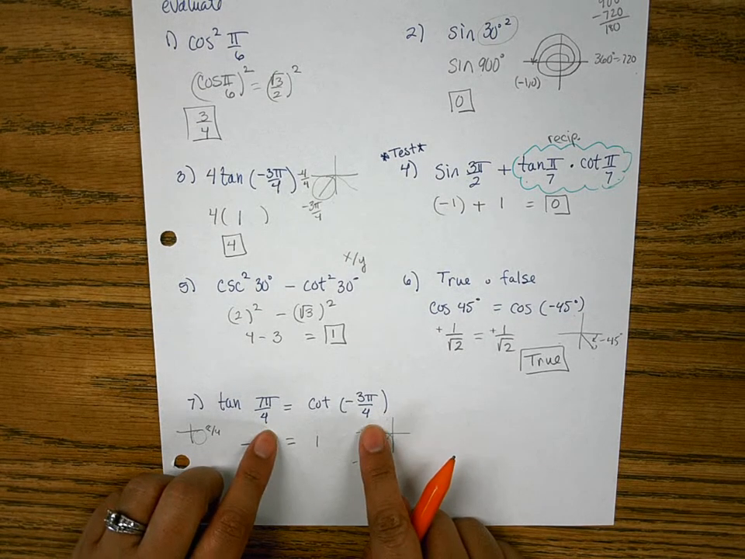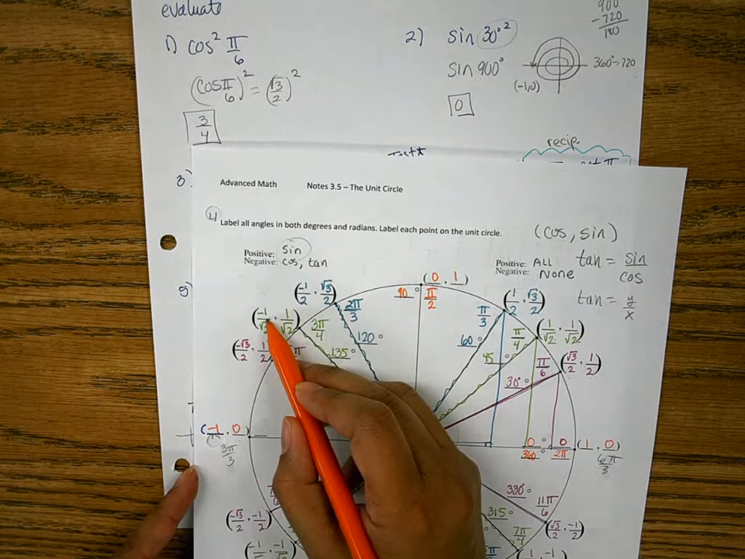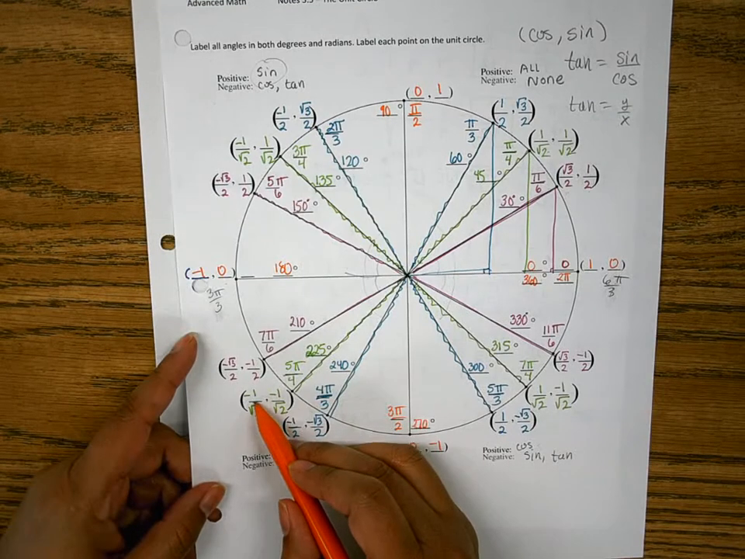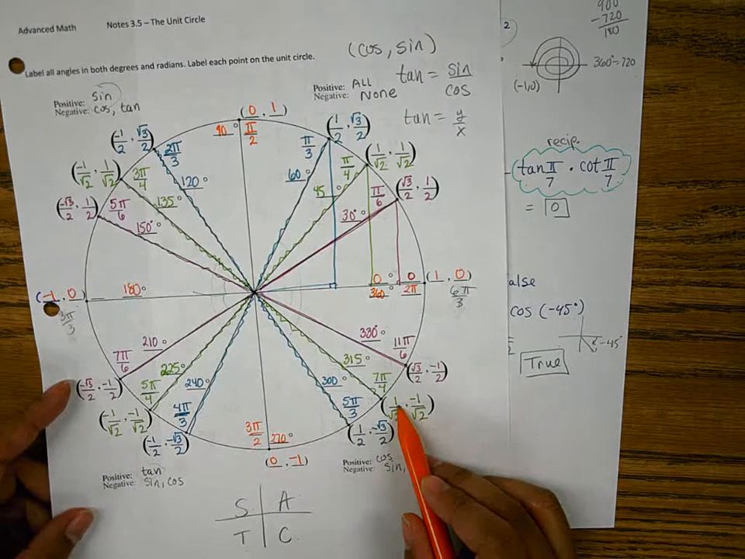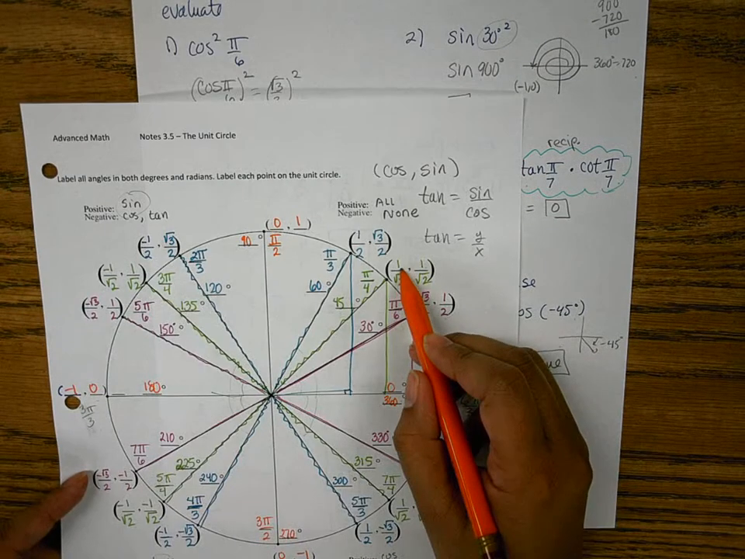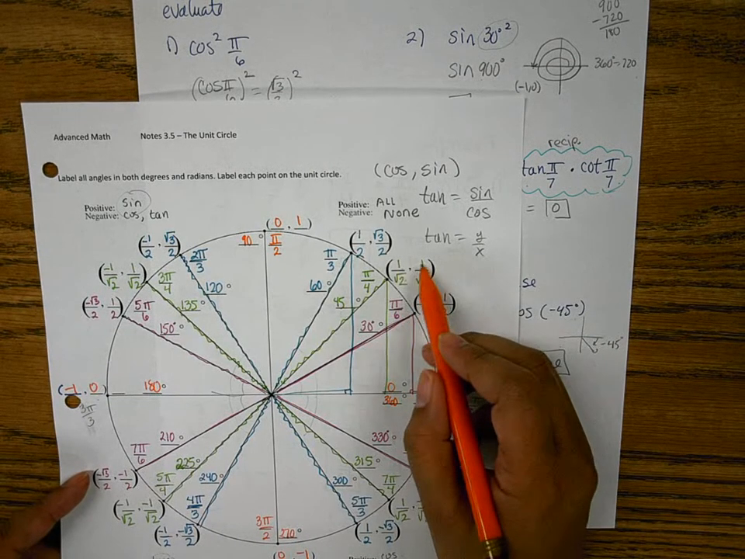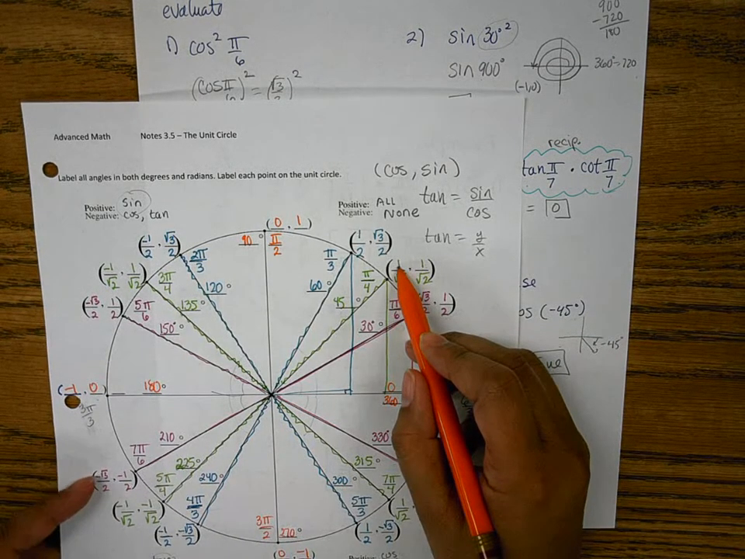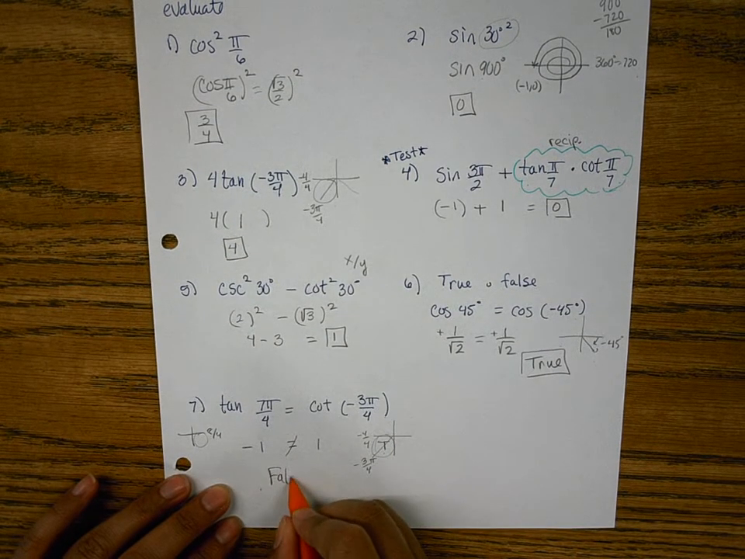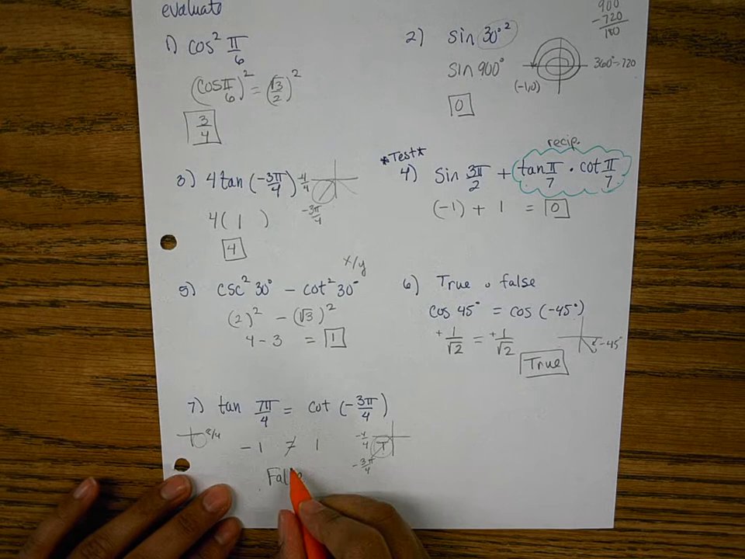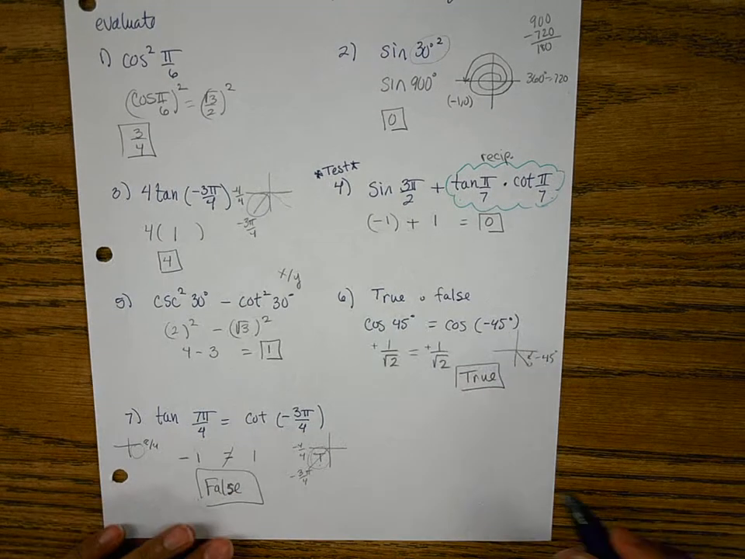Again, tangent and cotangent of a reference angle of 45 degrees is always going to be 1 or negative 1. 1 over negative 1 is negative 1. Negative 1 over negative 1 is positive 1. Negative 1 over 1 is negative 1, and 1 over 1 is positive 1. If you have root 2 over 2, then you have root 2 divided by root 2. It's still 1. Okay, these are not equal, therefore it is false.